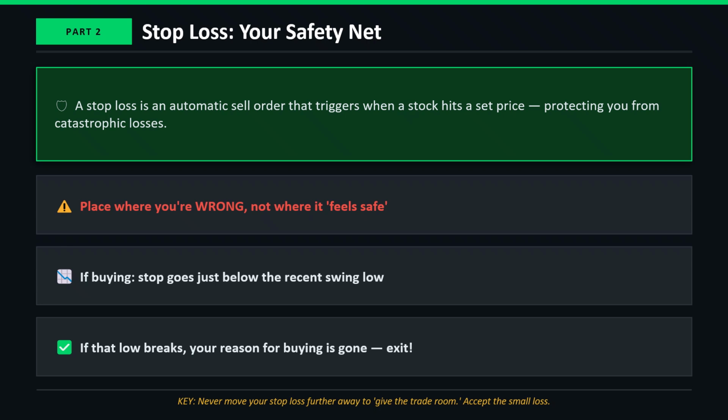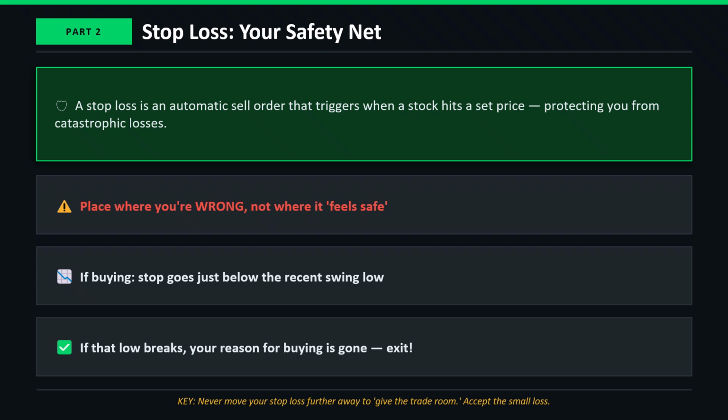The most common mistake beginners make is placing their stop loss where it feels safe, like just below a round number. That's not how it's done. You place your stop where you are wrong. Where is your reason for being in the trade invalidated? In an uptrend, if you're buying, you place your stop just below the recent swing low, the lowest point of the most recent pullback. Why? Because if that level breaks, it means the uptrend structure is likely failing. Your reason for being in the trade is gone.